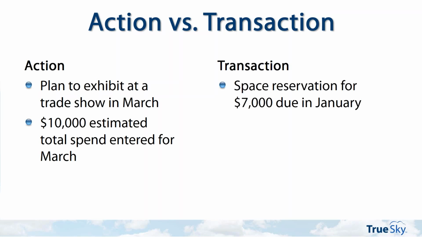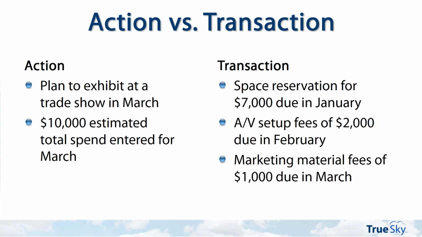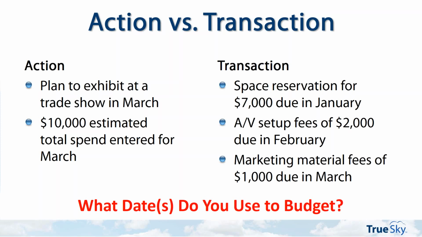However, on a transaction basis, don't forget that you've got to reserve your space for that trade show in January, and that's the $7,000 that you're going to spend. You've got AV fees of $2,000 that are due in February, and marketing materials that are due, $1,000 in March. Now, the debate is, what dates should you use to budget? I see this an awful lot when people are talking about, why are we over or under budget for a particular month? There is no perfect answer on whether you should use the action or the transaction dates here, only to assume that you need to be on the same page in your organization.